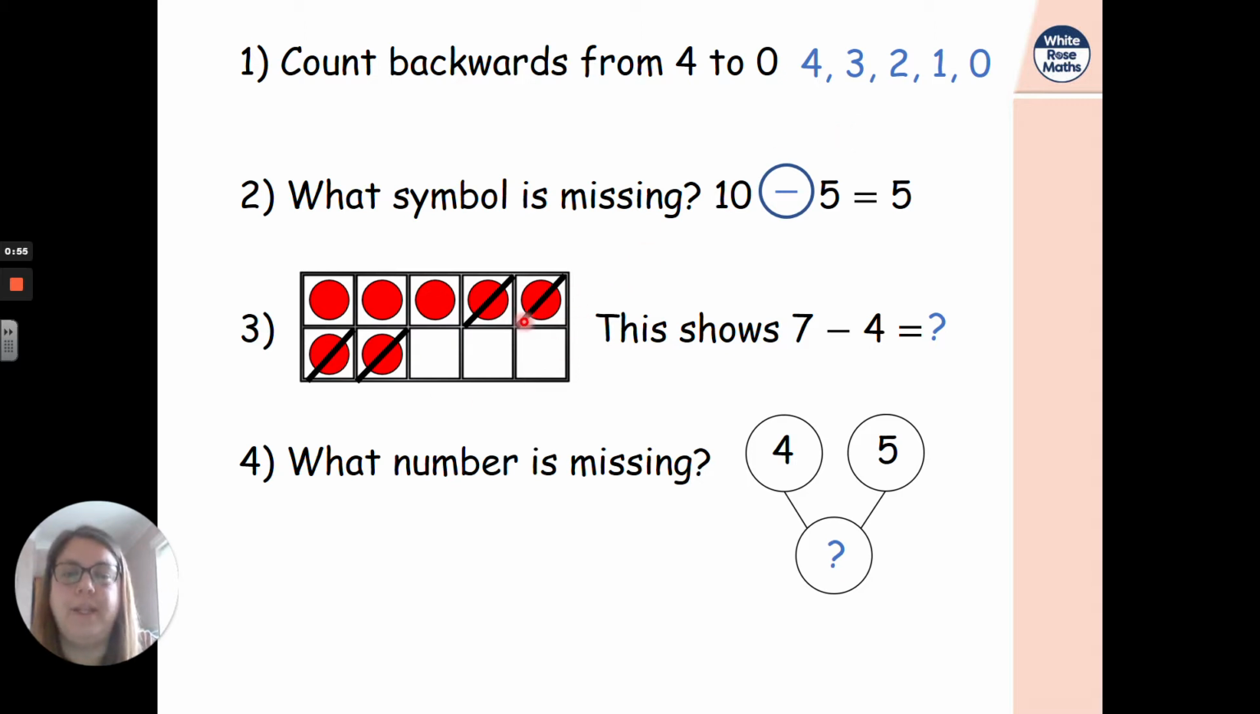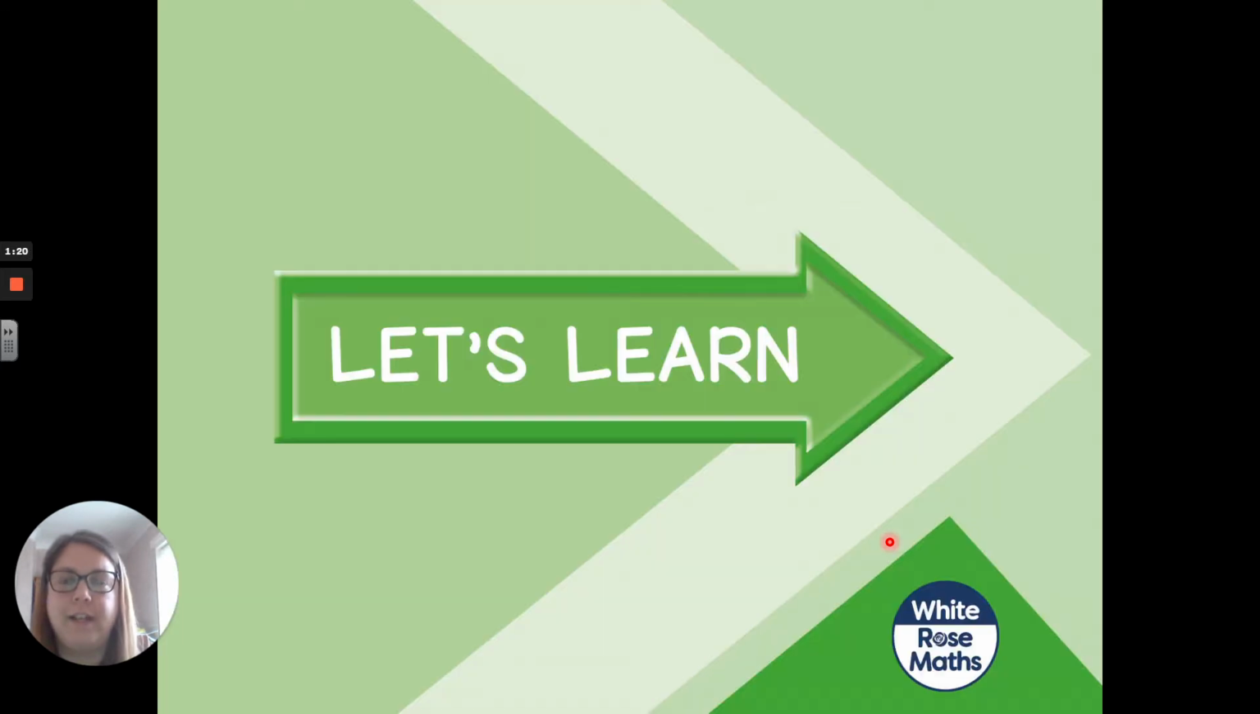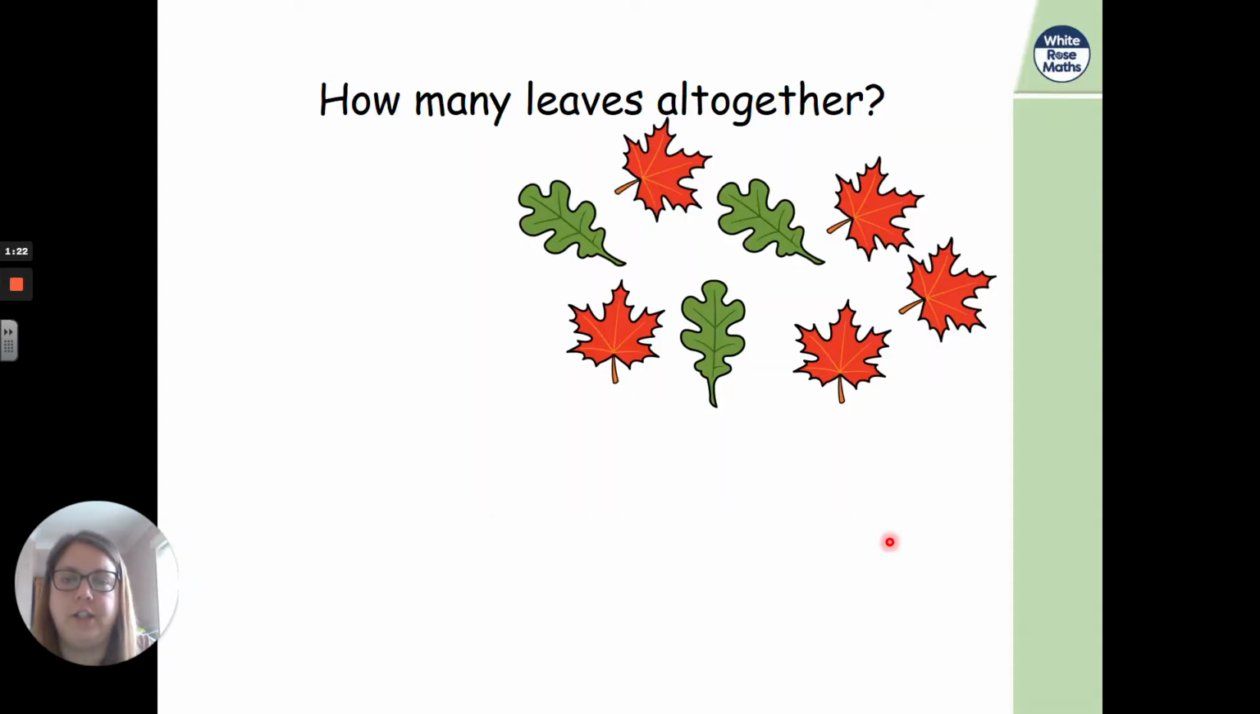So here we have our tens frame, and it shows 7 take away 4. So we have 7 counters, we've crossed 4 out. What's our answer? The answer is 3. Well done if you got that right. And then our next one, what number is missing? So our whole is missing this time. We've got a part as 4 and a part as 5. What is missing? What is our whole? It is 9. Fantastic.